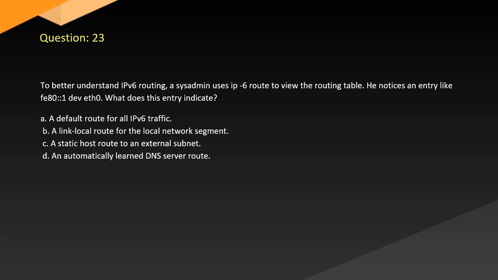Question 23. To better understand IPv6 routing, a sysadmin uses ip -6 route to view the routing table. He notices an entry like fe80::/64 dev eth0. What does this entry indicate? A. A default route for all IP traffic. B. A link-local route for the local network segment. C. A static host route to an external subnet. D. An automatically learned DNS server route.